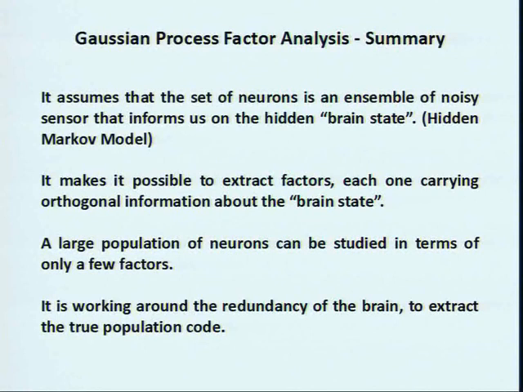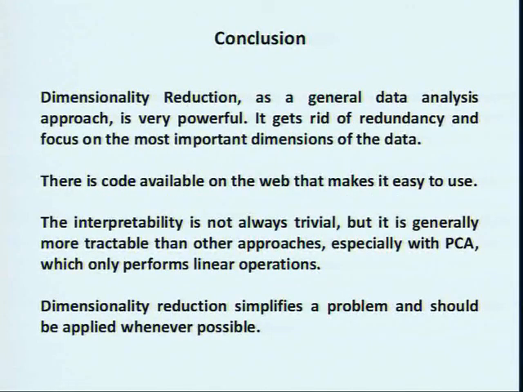It is working around the redundancy of the brain. That is, if two neurons behave exactly the same way, this is 100% perfect correlation, then you simply drop one. This is how the dimensionality is reduced. It finds where there's redundancy and drops this redundancy. So it works around the redundancy, or the degeneracy, of the brain code to extract the true population code. Conclusion: dimensionality reduction as a general data analysis approach is very powerful. It gets rid of redundancy and focuses on the most important dimensions of data.